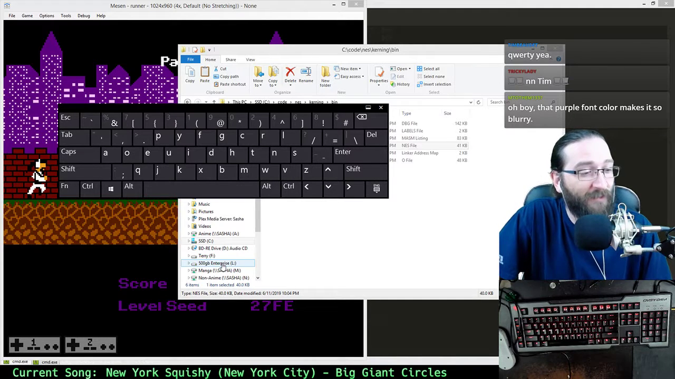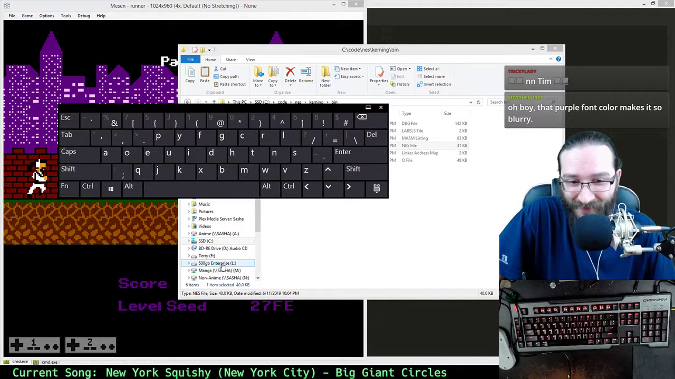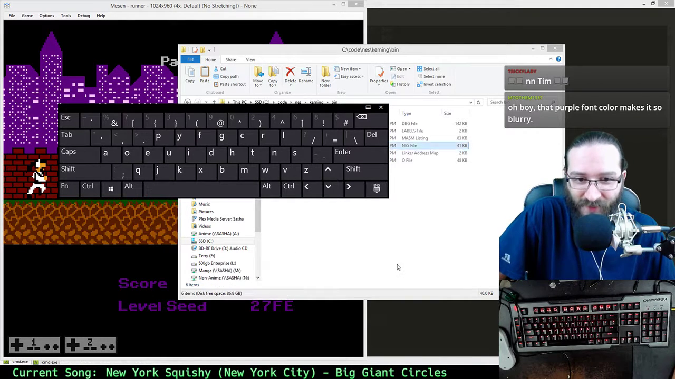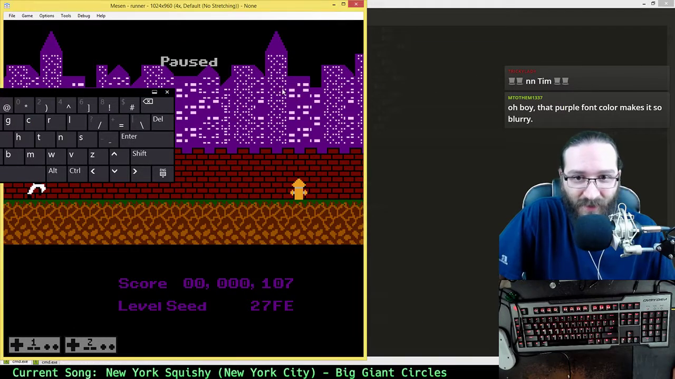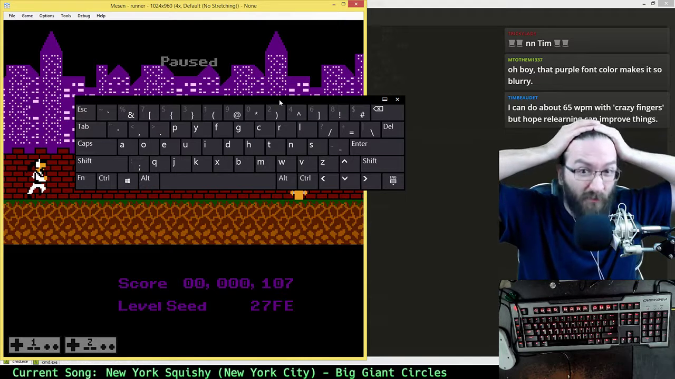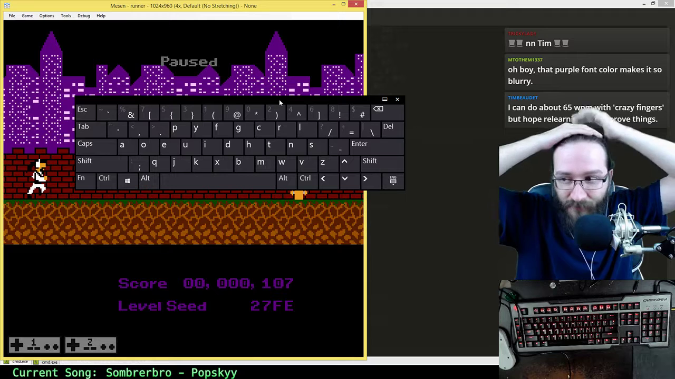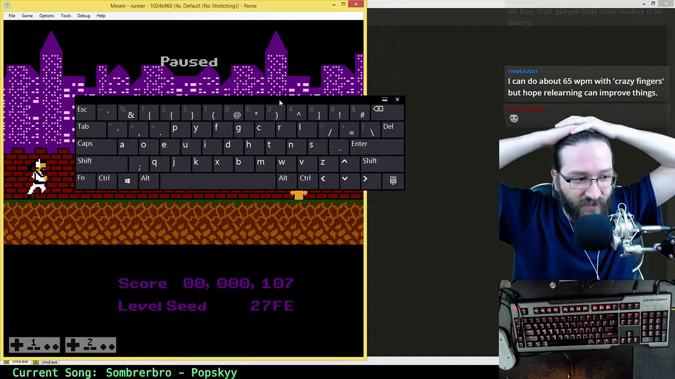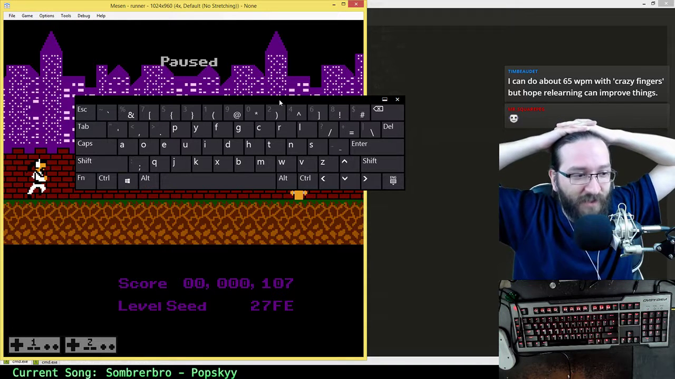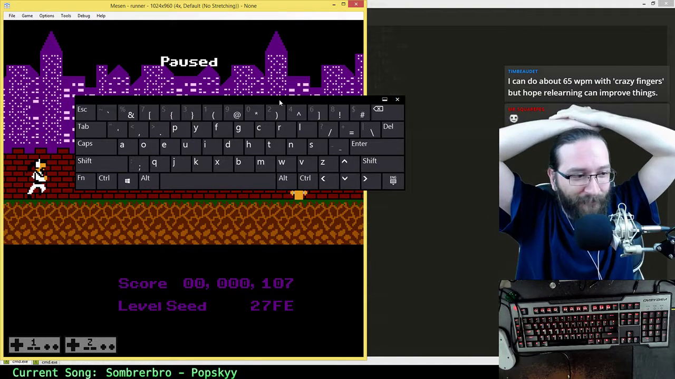That purple font color makes it so blurry. It kind of does. I don't even remember setting the font color honestly, so that might change. But yeah, I figured relearning something that I already knew was going to be really hard. So why not just throw something different at it? So I did. I threw a different keyboard layout on my hands so I could relearn how to type. I can do about 65 words per minute with crazy fingers, but I hope we're learning to improve things. Crazy fingers? Was that like a hunt and peck kind of thing? Mr. Squarepeg, how you doing? Thank you for that follow. Appreciate that.